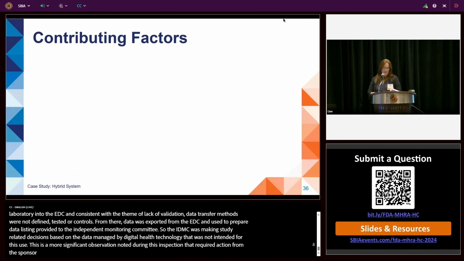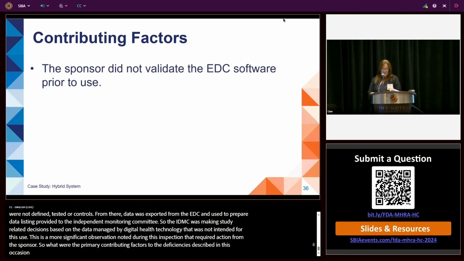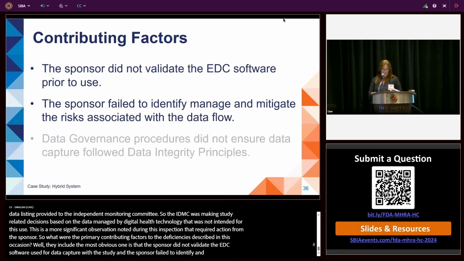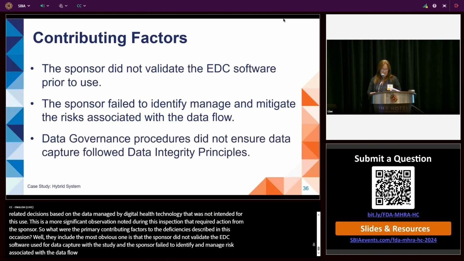So what were the primary contributing factors to the deficiencies described in this case? Well, they include, the most obvious one is that the sponsor did not validate the EDC software used for data capture in the study. And the sponsor failed to identify and manage risks associated with the data flow. There was also a lack of data governance procedures in place to ensure data capture followed data integrity principles.